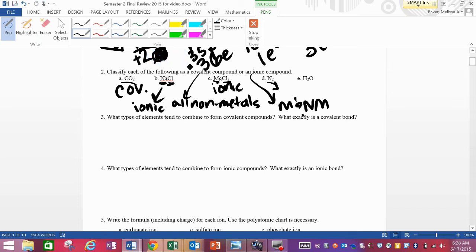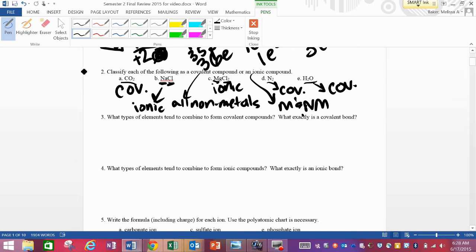2 nitrogens, those are both to the right of the zigzag, that's covalent. H2O, technically hydrogen is to the left of the zigzag, but it's the exception. Hydrogen is definitely a nonmetal, so this is another covalent compound. Number 3 then should really kind of come before number 2.